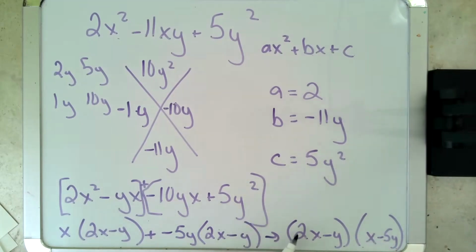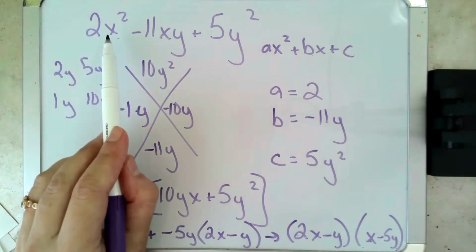Okay, let's do a quick FOIL to check it out. 2x times x, there's our 2x squared.